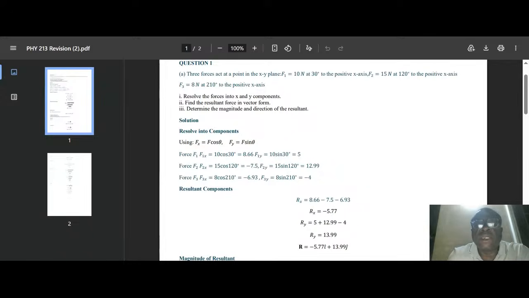So the first thing is you need to resolve them in the x and the y. And I explained that while resolving on the x-axis is F cos theta, on the y-axis is F sine theta. So the first force, which is F1, the second force, F2, the third force, F3, can be resolved into x-axis.